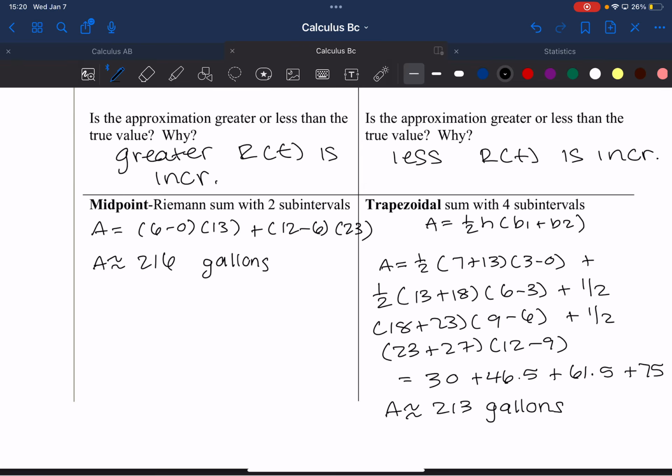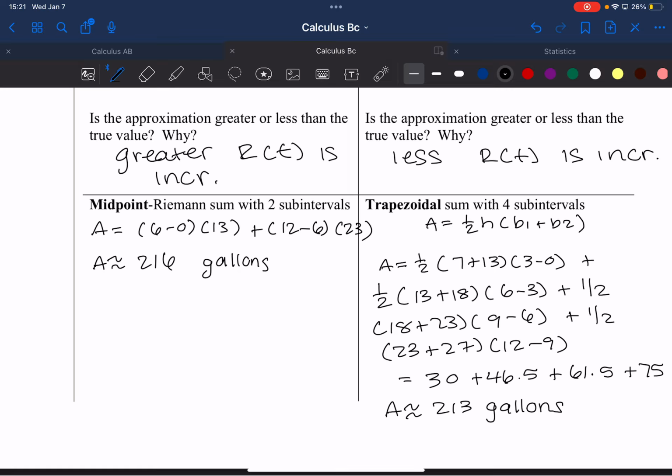So notice we went from our area being between 183 gallons and 243 gallons, and now we're between 213 gallons and 216 gallons. So this brought our interval even smaller and gave us a better approximation for the exact area.